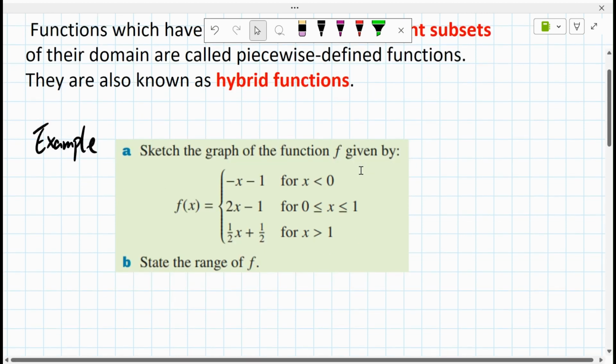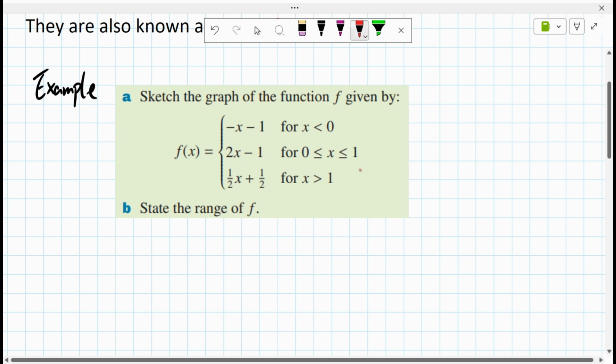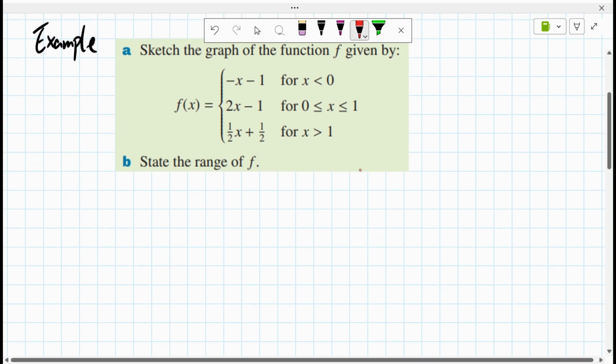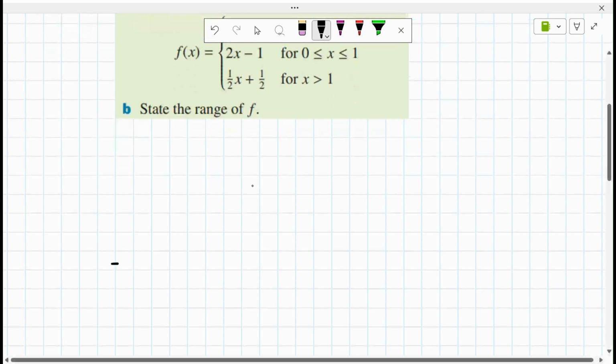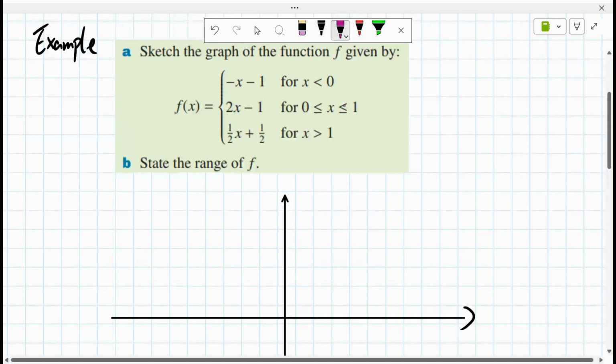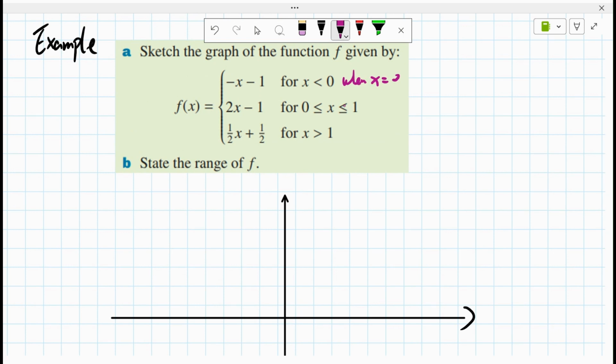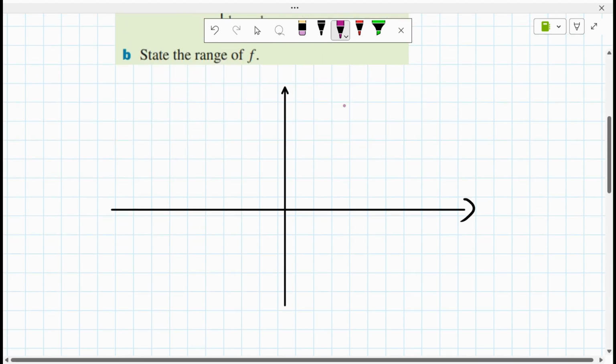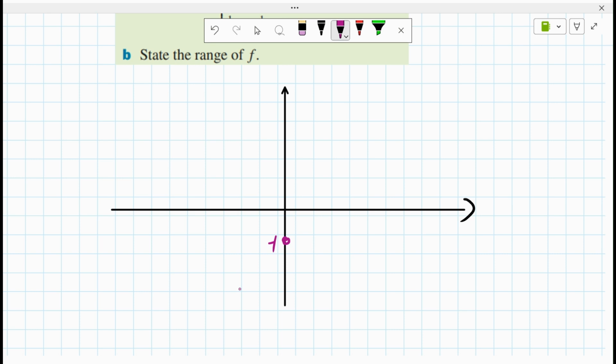Okay, so to draw this graph, we can just draw each piece individually. First, negative x minus 1. We start with purple, for x less than 0. When x equals 0, that equals minus 1, so it's like an open circle at minus 1, and then you go into the negative side.